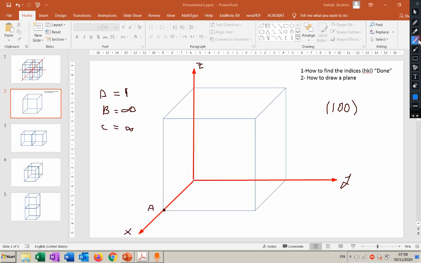Then, take one of the axes. Since it's parallel to both of them, you have to draw 2 lines starting at A, one parallel to Y, one parallel to Z. First line I'm drawing is parallel to Y, and I'm drawing another line at A that is parallel to Z.